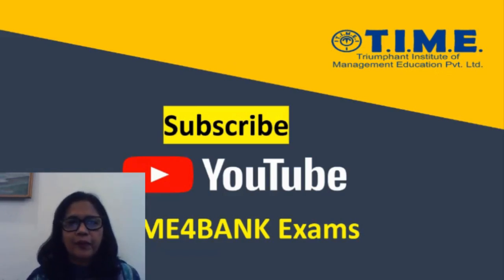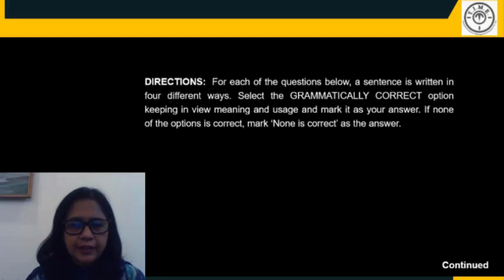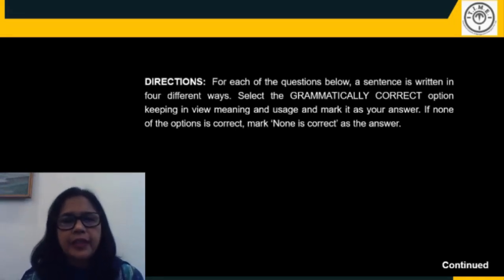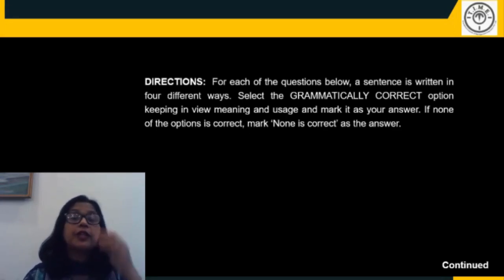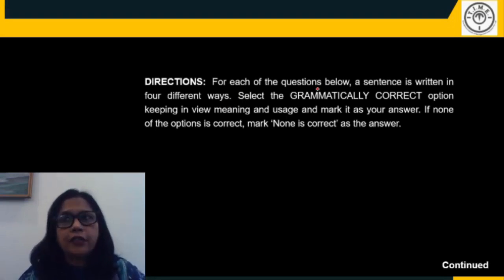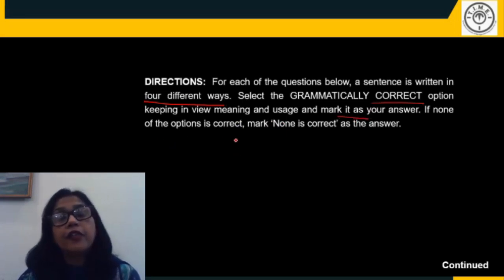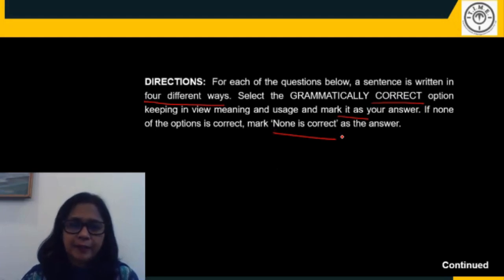Now, for any question, it is imperative that you read the directions very carefully. There may be certain tweaking of the directions in the main exam, so in the main exam also make sure that you read the directions carefully. Here the directions are: for each of the questions below, a sentence is written in 4 different ways. Select the grammatically correct option, keeping in view the meaning and the usage, and mark that option as your answer. If none of the options is correct, mark none is correct as the answer.